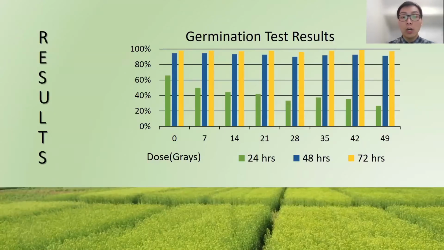Here shows the result of the germination test. The first group is the control group, and the other groups are the treated groups. We can see at 24 hours, higher dosage treatment has fewer seeds germinated. But after 48 hours, all the groups have a germination rate close to 100%. This indicates that Fast Neutron treatment can slow the germination speed of the seeds, but fails to lower the germination rate of the seeds.